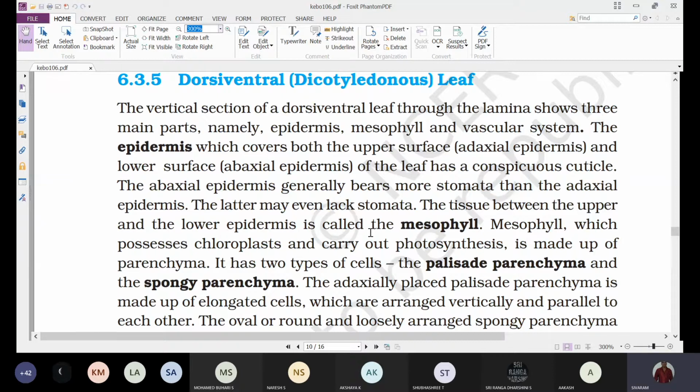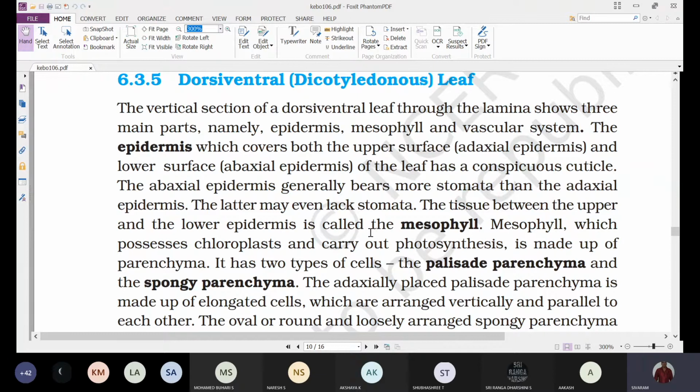So we are able to differentiate the dorsal surface from the ventral surface. Even the internal structure of the dorsal surface and ventral surface differs. We can understand after discussing in detail the internal structure of the dicotyledonous leaf. As we are able to differentiate the dorsal surface from the ventral surface, that's why we call the dicotyledonous leaf a dorsiventral leaf.